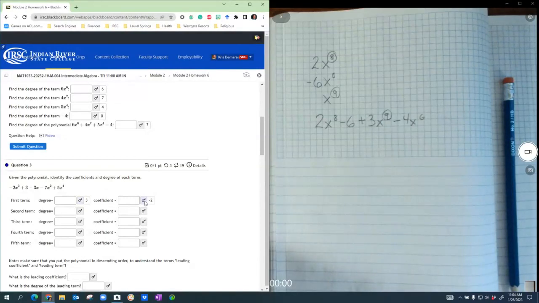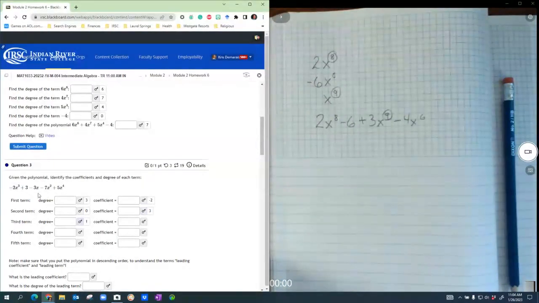Right. It says the first, so this is the first, not the leading. That's great interpretation. So second term, the degree power is going to be 0. And then, of course, the coefficient is going to be 3. Third term is 1, and then -3 for that. And then the fourth term is going to be, excuse me, not negative, but 2. And it's going to be -7. The fifth term is 4 to the 3 power and leading coefficient 5.